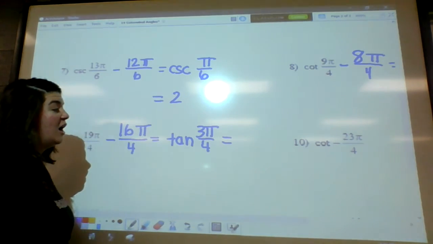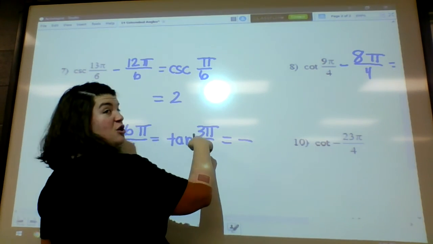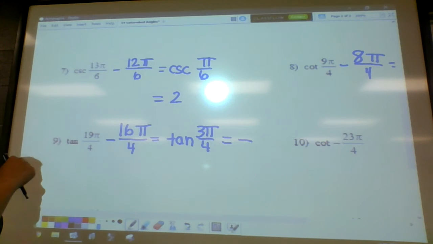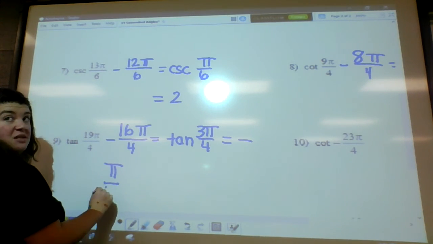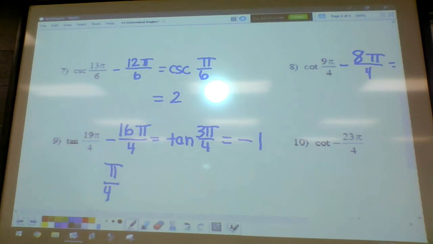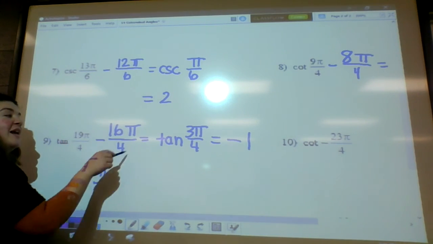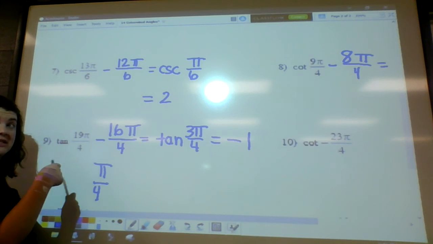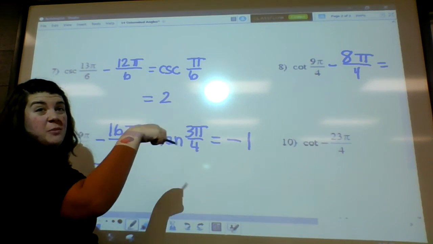And 3 pi over 4 is positive or negative for tangent? Negative, because this is in Q2, and tangent is negative in Q2. And since it's 3 pi over 4, we're referencing pi over 4, right? And we already said that tangent of pi over 4 is equal to 1 because sine and cosine are the same. So you might find a coterminal angle and then have to use a reference angle, or you might just have to use a reference angle, or you might have to just use a coterminal angle to get you in the right spot.